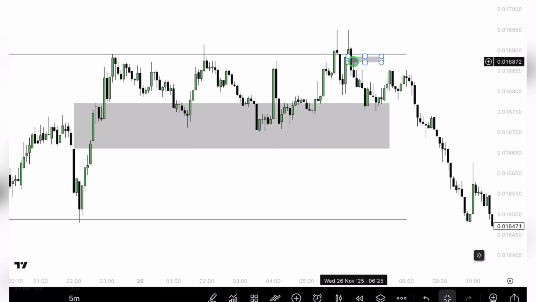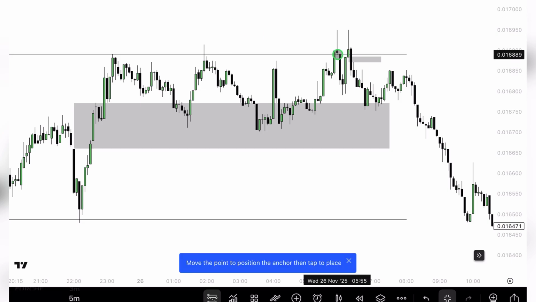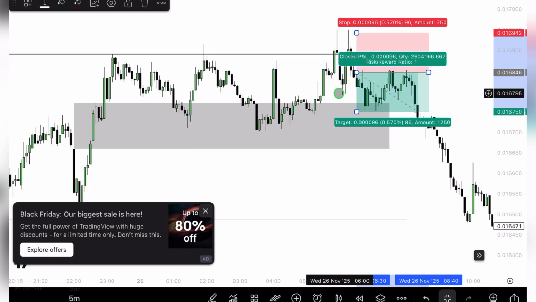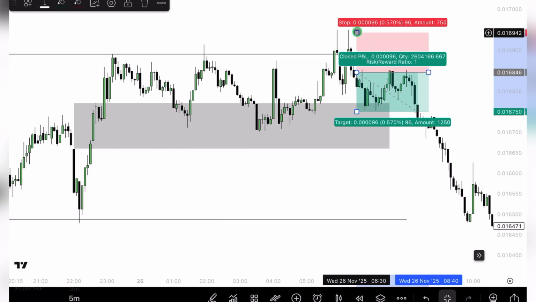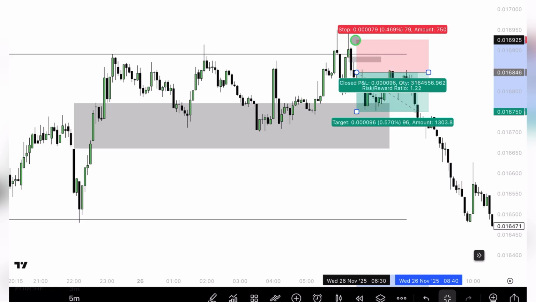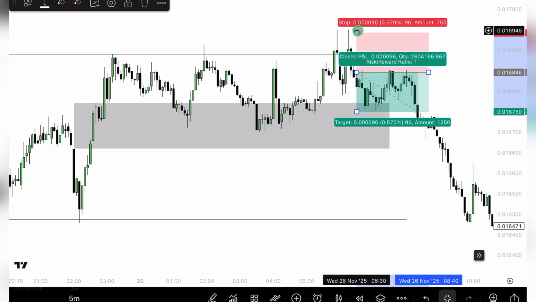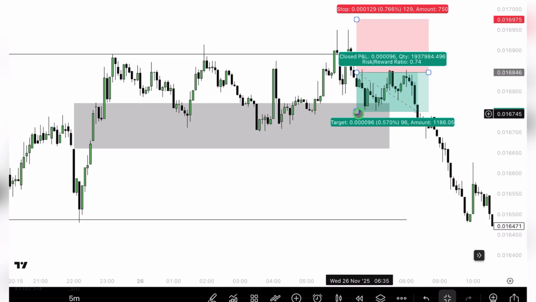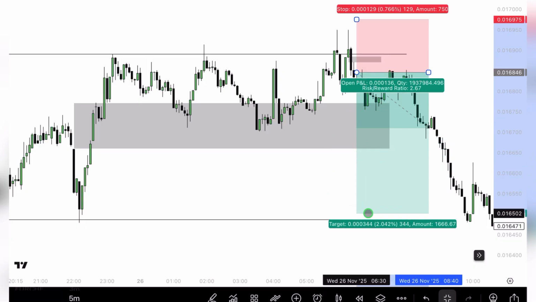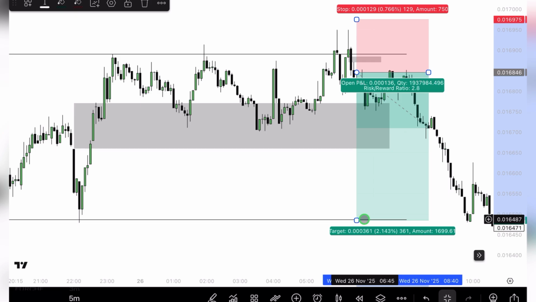Okay, so once this structure forms, you can wait for the price to go up into this fair value gap, and then you can take an entry. But sometimes the price doesn't go up into this fair value gap, as you can see here. So once this fair value gap has formed, you can take an entry directly from this point. Your stop loss will be above the high, and here above the high, let me draw it, and you will target the low of that CRT candle, which is here.